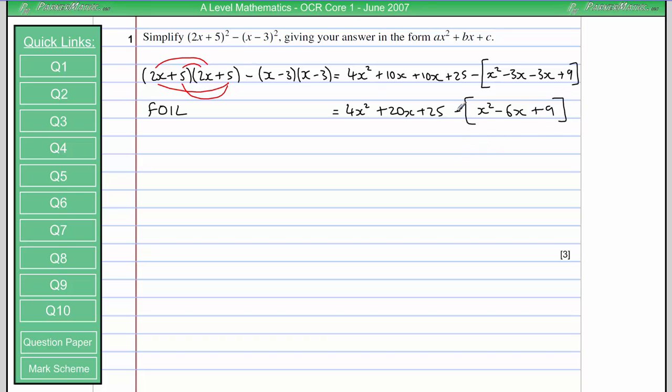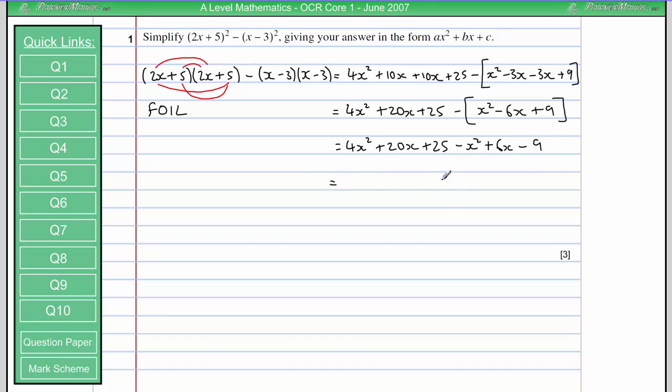Now to simplify this, I have to subtract everything in this bracket. So I'm going to subtract x², subtract −6x, and subtract positive 9. That's going to have the same effect as flipping the signs of all of these things in here. So it's going to become 4x² + 20x + 25. That bit's not changing yet. It's going to be − x², but a minus times a minus gives me + 6x. Minus times a positive gives me − 9.